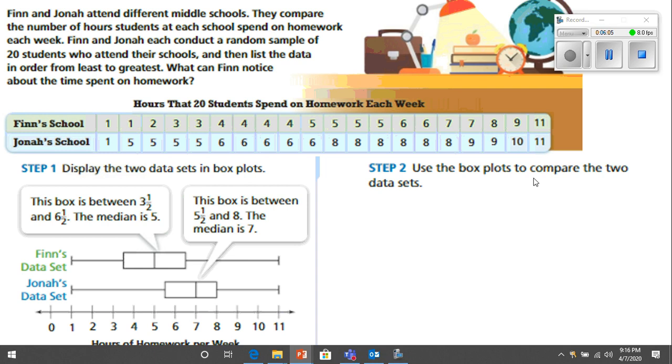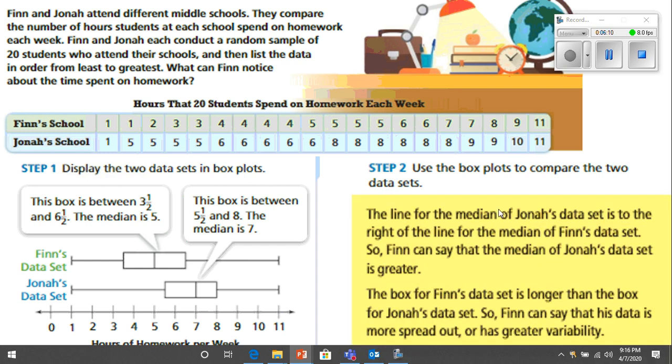We can use the box plot to compare the two data sets. The line for the median of Jonah's data set is to the right of the line of the median of Finn's data set. Jonah's data set median is to the right of Finn's data set. So Finn can say that the median of Jonah's data set is greater.